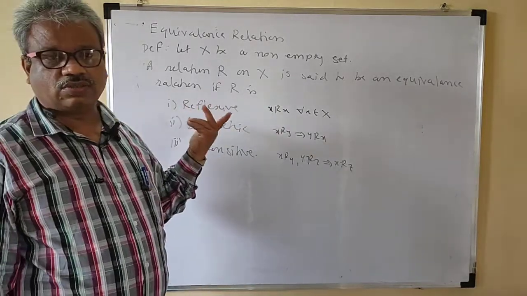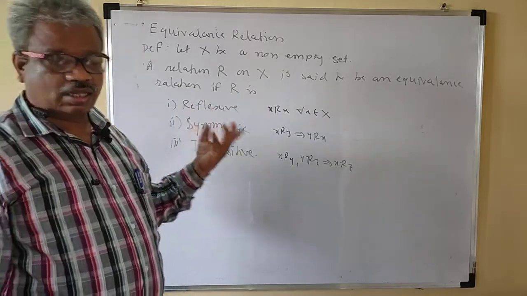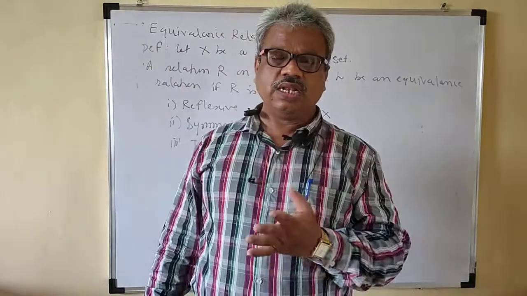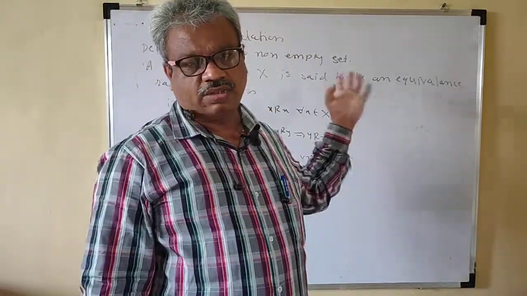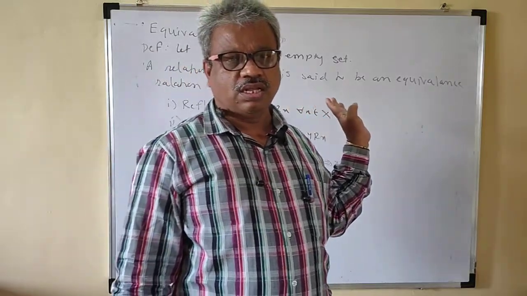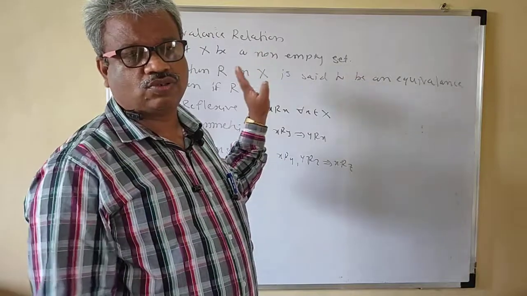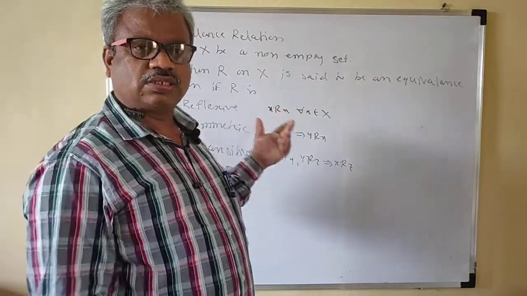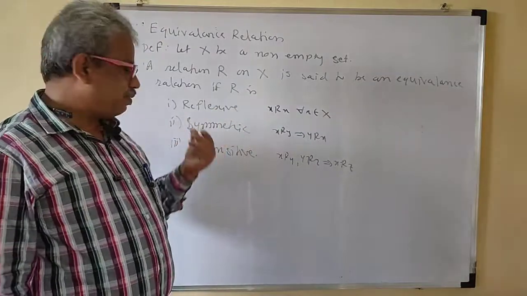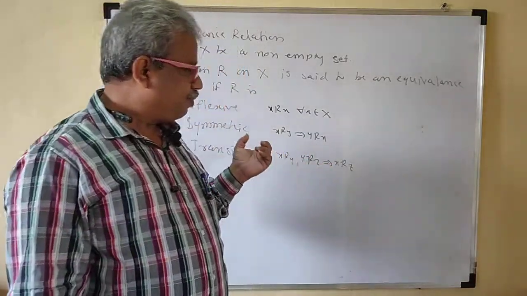I hope that you understand the symmetric relation, reflexive relation, and transitive relation, and what is meant by an equivalence relation. This is just the definition. If you want to show that a relation is an equivalence, you just have to prove that the relation is reflexive, symmetric, and transitive. Okay. We'll stop here.